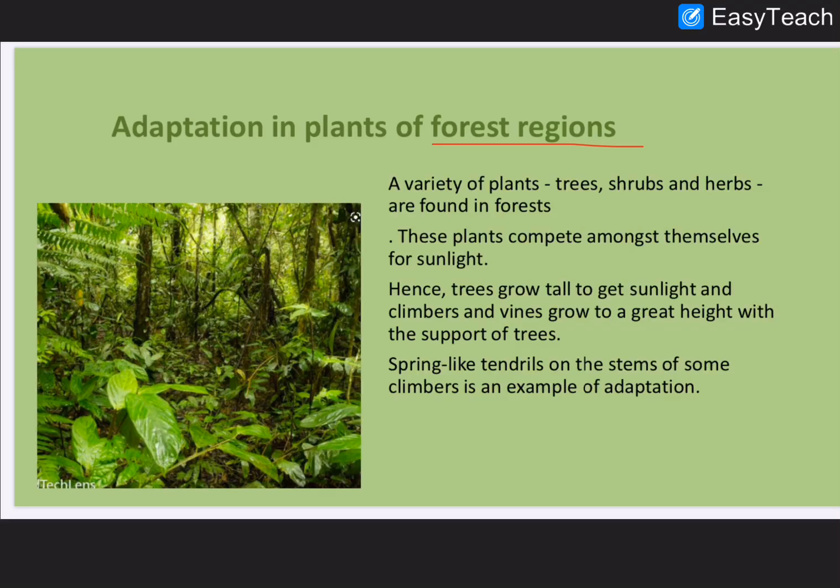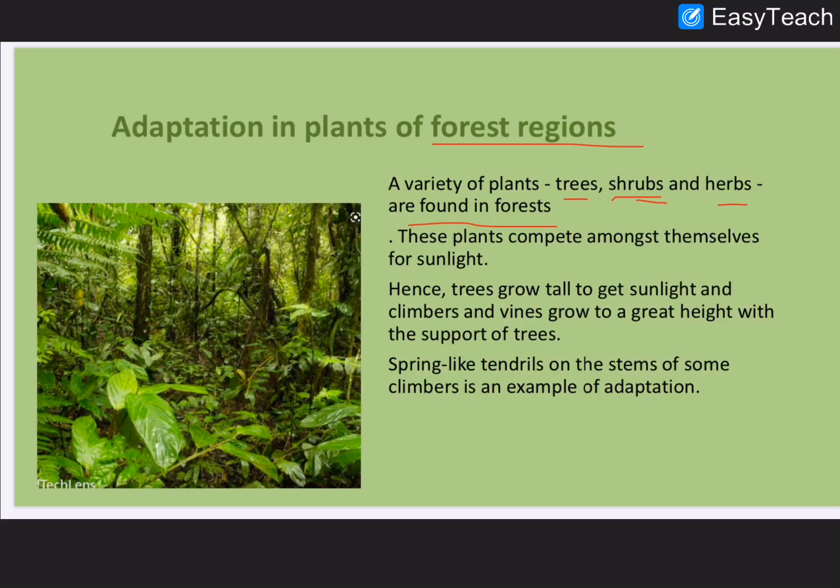We have all seen forests around us. A variety of plants like trees, shrubs and herbs are found in forests. Herbs means the plants which have medicinal use, we use them as medicine, and shrubs means short type of plants which don't have much height, that is shrub.